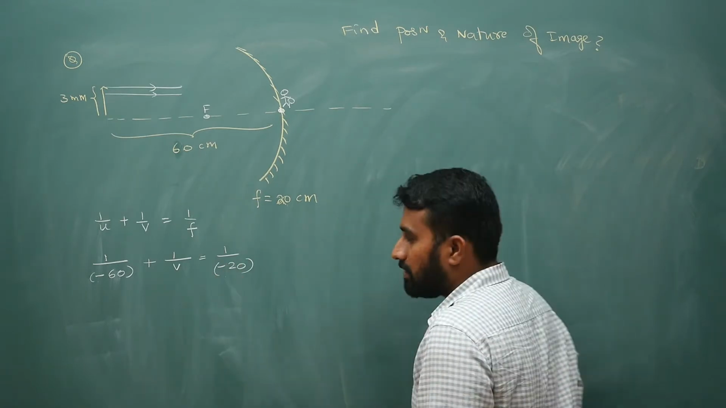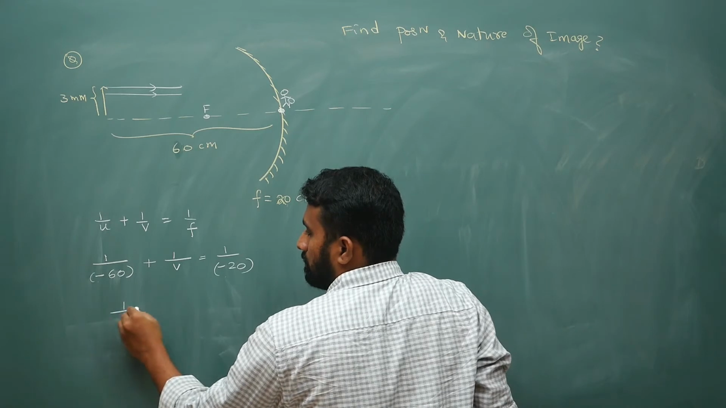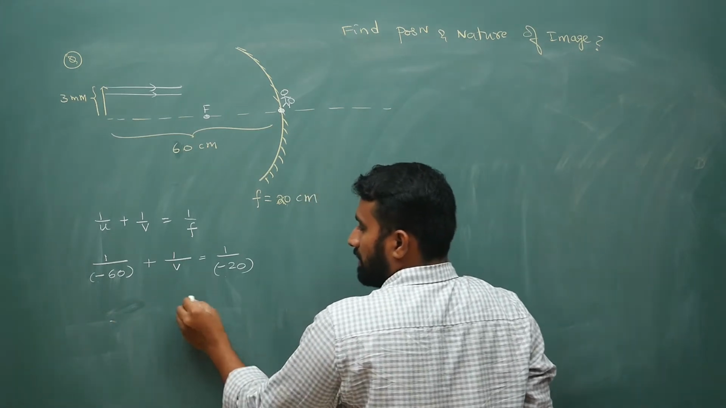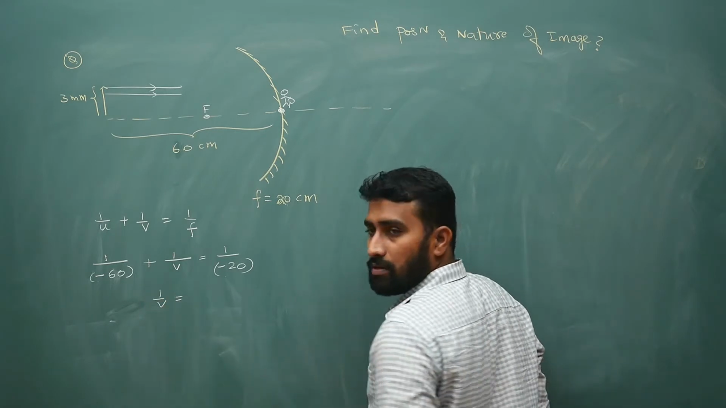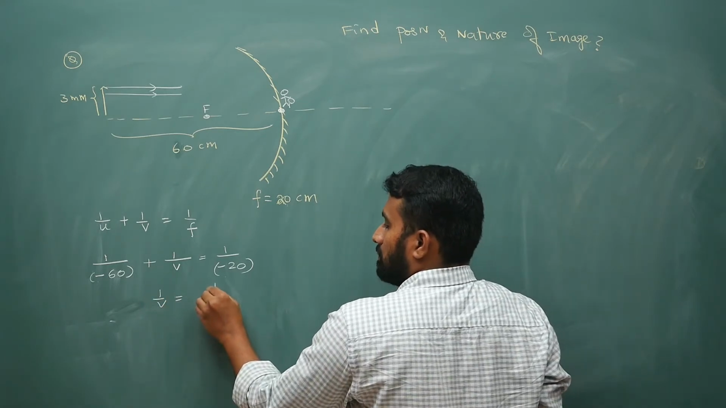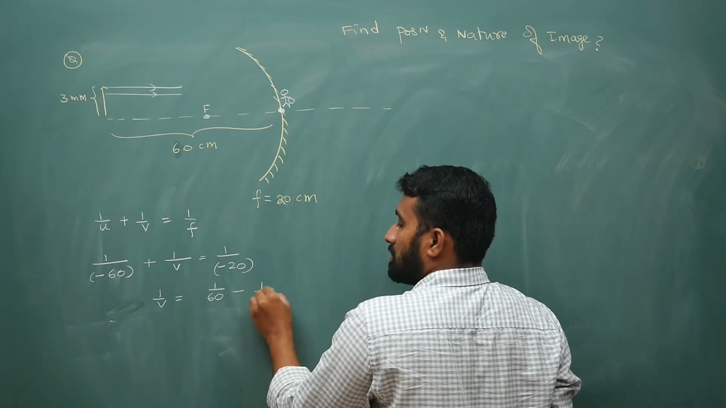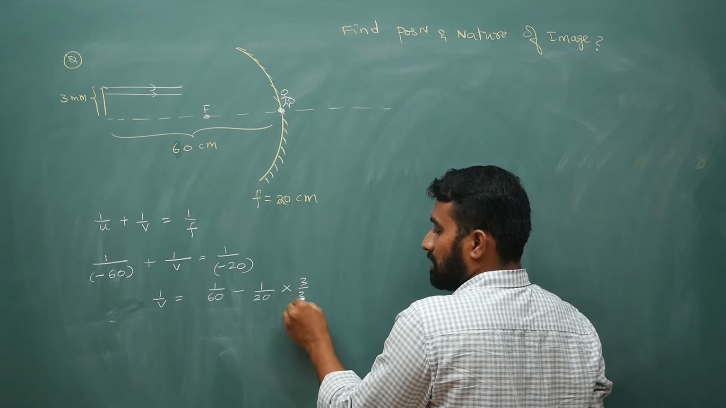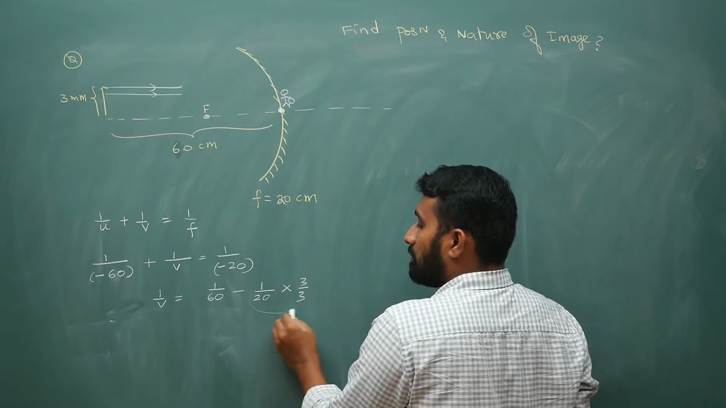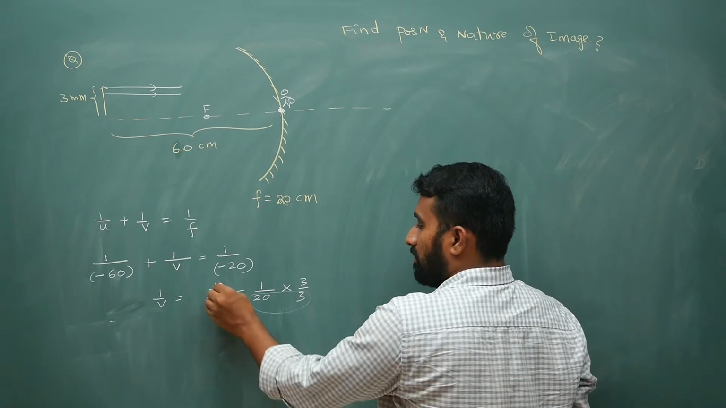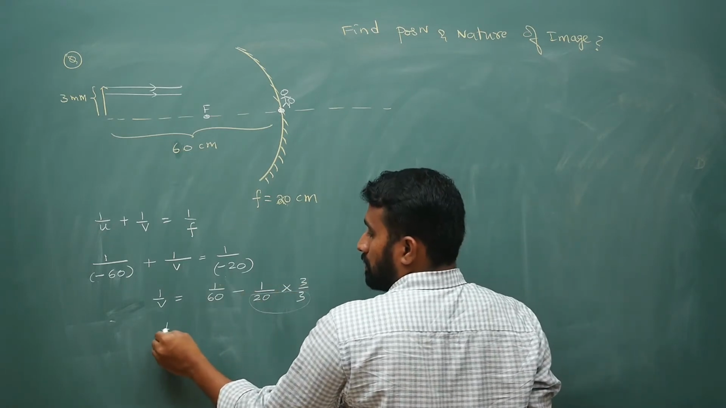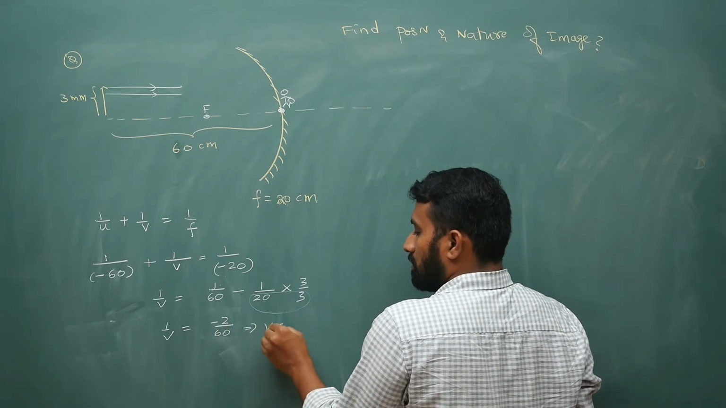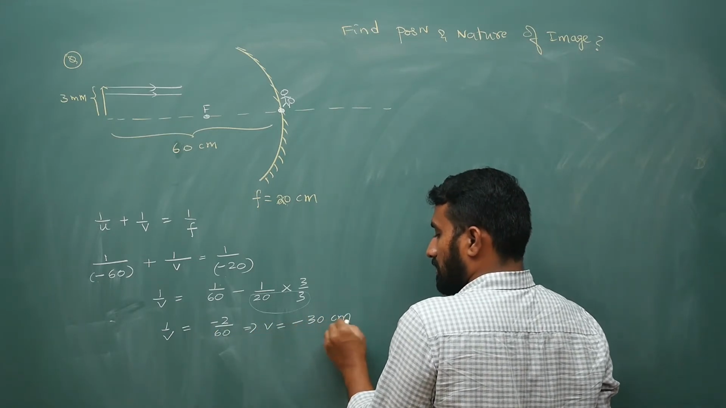Now if I simplify, I will rearrange: 1 by v is equal to 1 by 60 minus 1 by 20. I will multiply 1 by 20 by 3 by 3, so that the entire denominator becomes 60. 1 minus 3 is minus 2. So 1 by v is minus 2 by 60. v is equal to minus 30 centimeter.